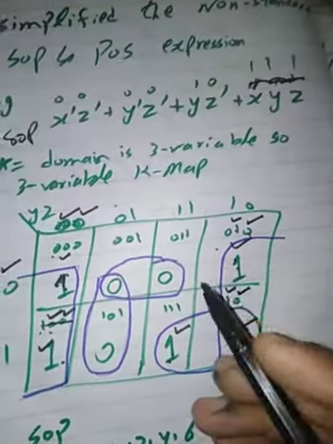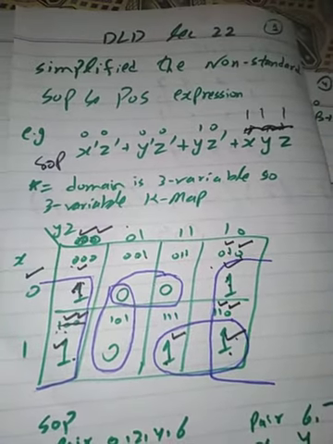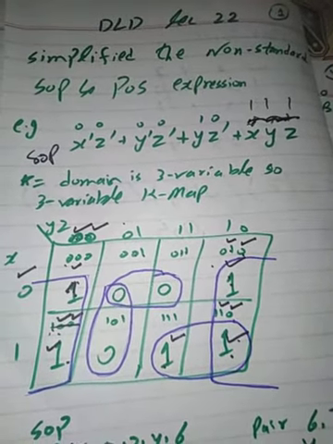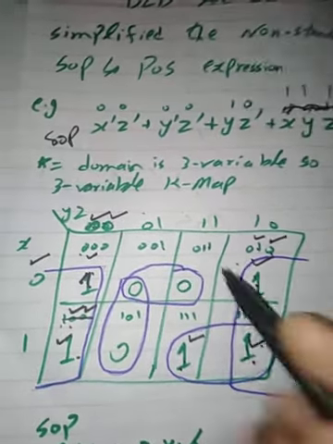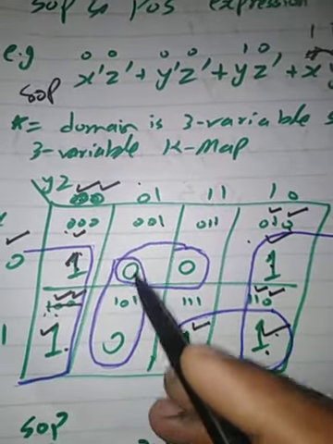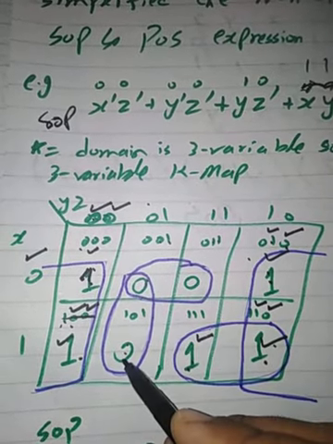Now look at this. Make a pair of 0s which are adjacent. There is no need to make a pair of a mix like 0, 1. Make a pair of only 1s for SOP, and make a pair of 0s only for POS. Now look at these two 0s, they are adjacent, so I can make a pair of these two 0s.